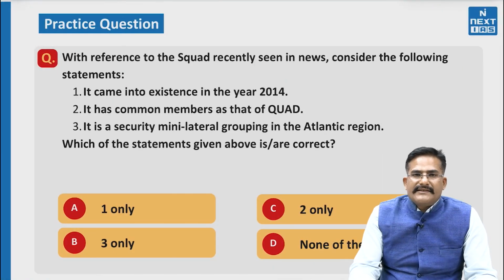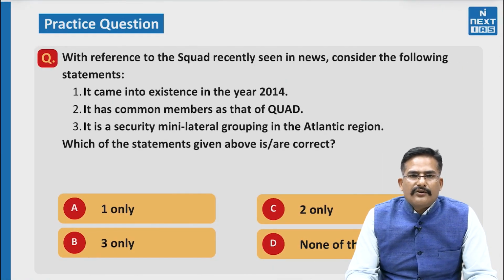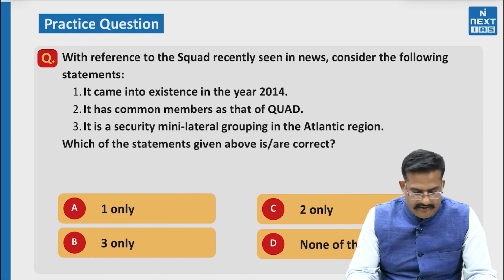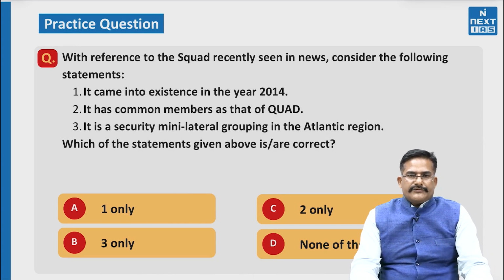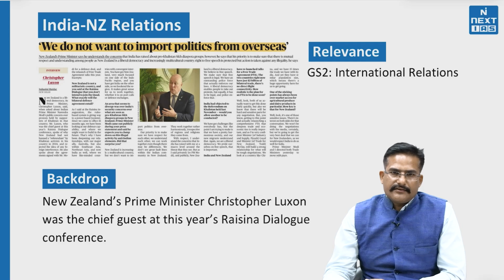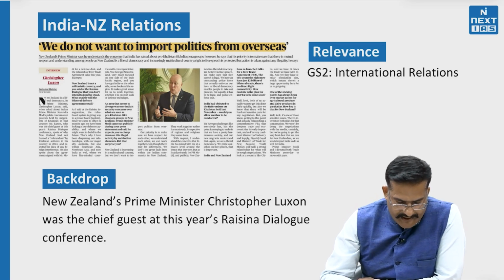So for prelims purpose, it is very important to understand such groupings. The question can be asked verbatim. Now a question is given on the screen. You can attempt the question and let me know the answer. Thank you. Now let us start the mains article, which is related to India-New Zealand relations.